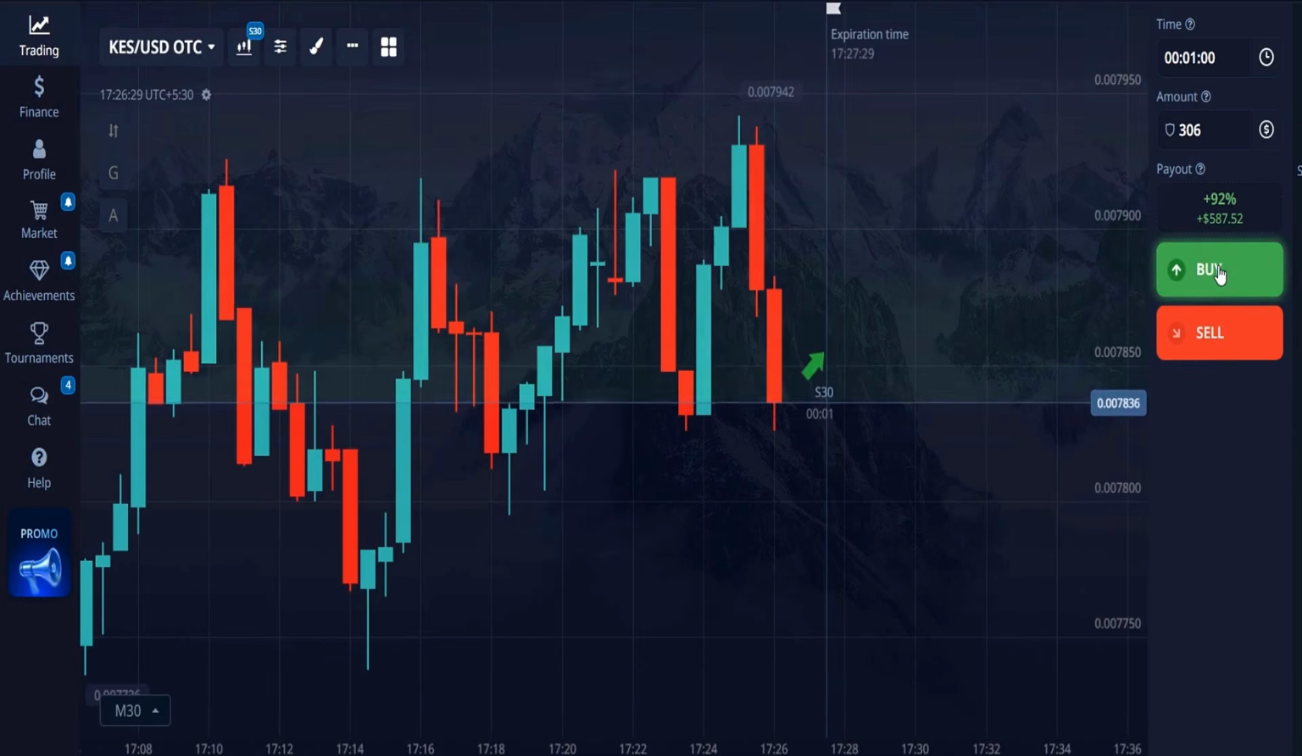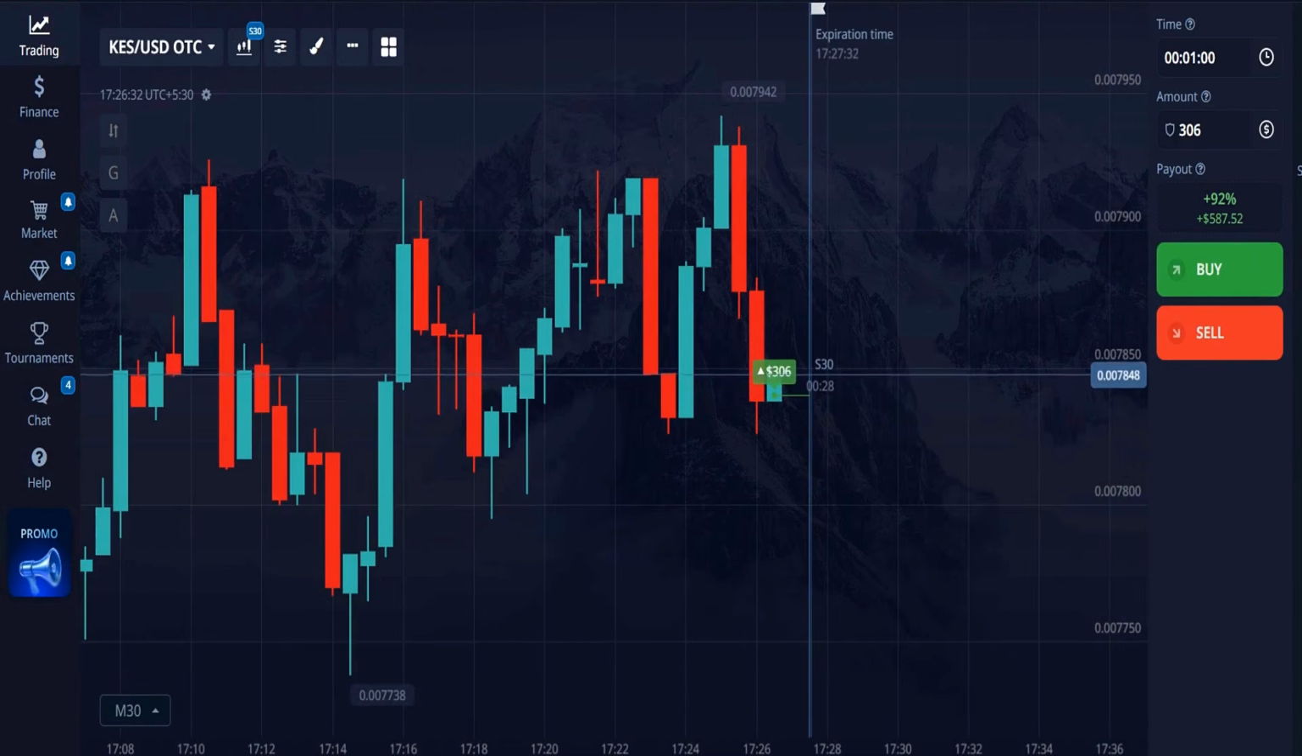Practice on a demo account until your eyes can easily recognize clean 3-2 patterns. Once you gain confidence, move to real trading with discipline and patience. Trading success comes from following rules and managing your emotions, not just the setup.